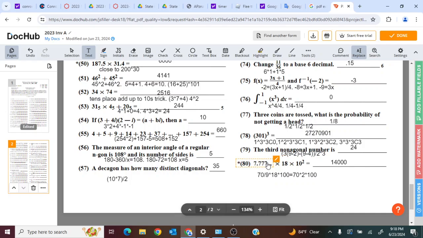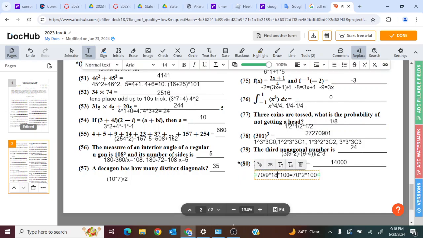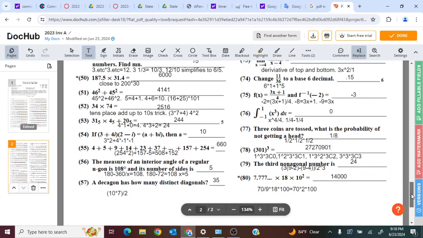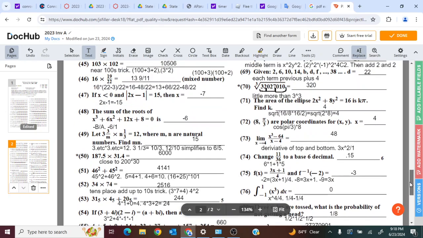80. This is 70 over 9 because 7 over 9 would be this divided by 10 if you move the decimal over. So 70 over 9 times 18, 70 times 2 is 140, and then multiply by 100 or 10 to get 140, 140 and 2 zeros.